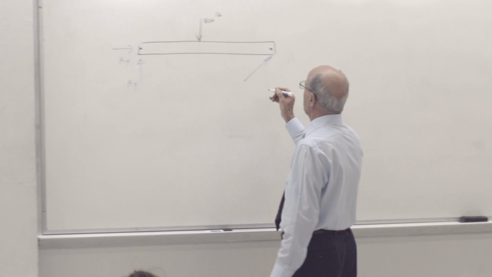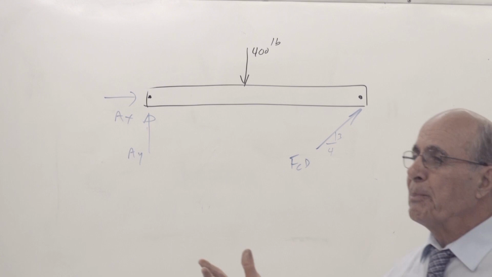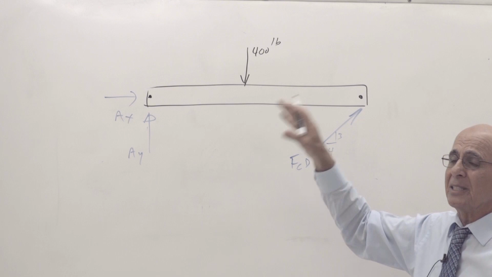Yes, so let's call it FCD. Is that correct? So that's the force in member CD, right? The rest now is very simple. Now I have only three unknowns, so I can solve it, by taking moment about point A, of course. You see the rest? This is the free body diagram, the most essential part of your analysis in every structure. You cannot bypass that.